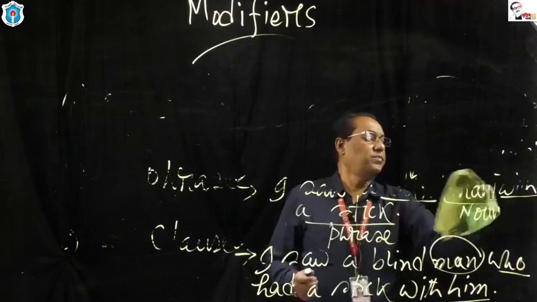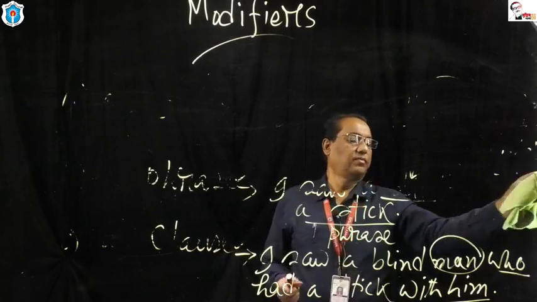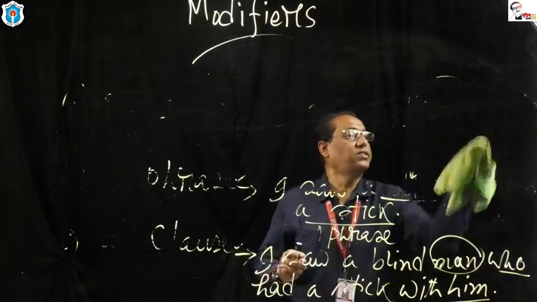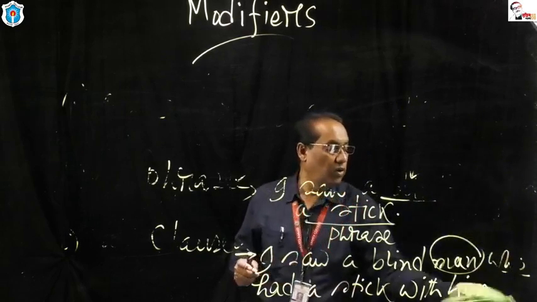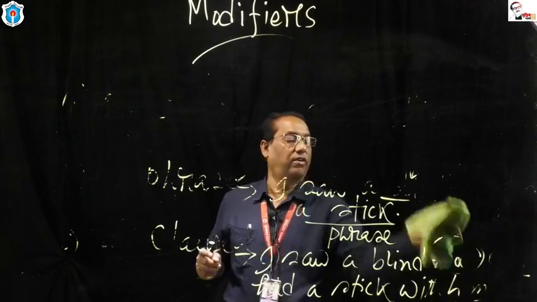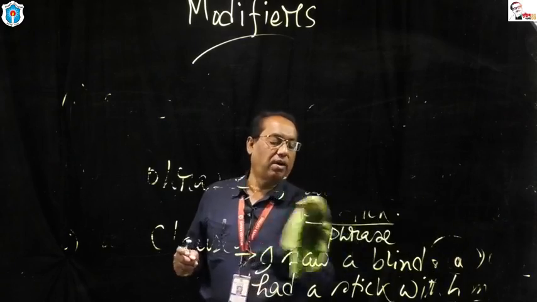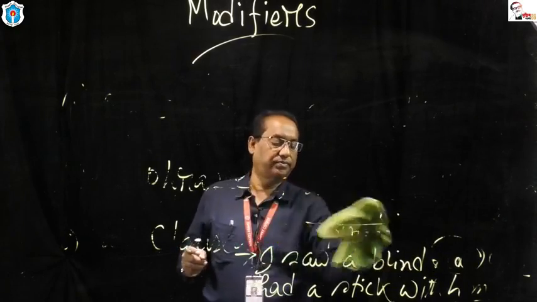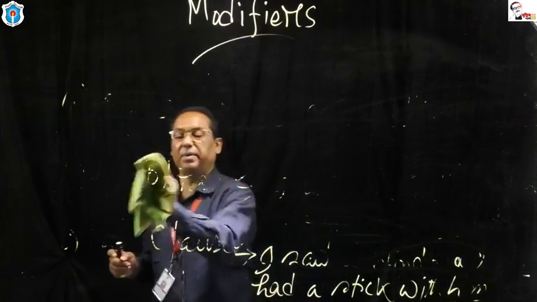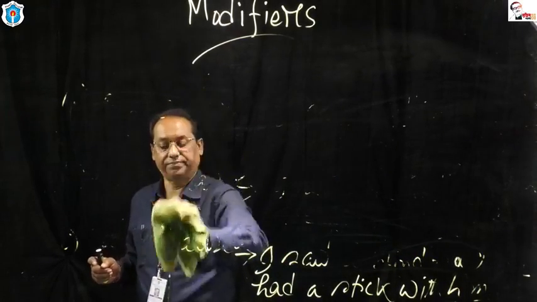A phrase is a group of words. At first, what is a phrase? A phrase is a group of words without subject and finite verb. And a phrase is used as a part of a sentence. Okay? It has a particular meaning but no complete sense.